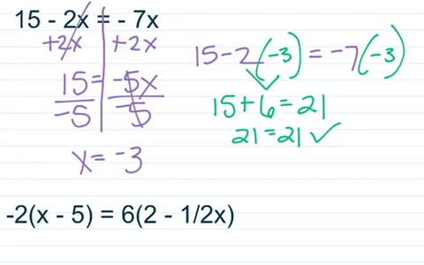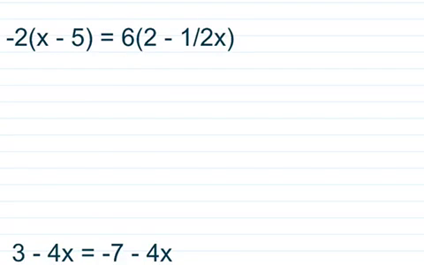If you don't, pause it, make sure you write it down, and then we're going to do the next one. All right, so my next problem is negative 2 parentheses x minus 5 equals 6 parentheses 2 minus 1/2 x. Guys, if you want to write it 1 over 2 to show 1/2, that's fine. I just was not able to do that, so I just did the slash. It means the same thing.